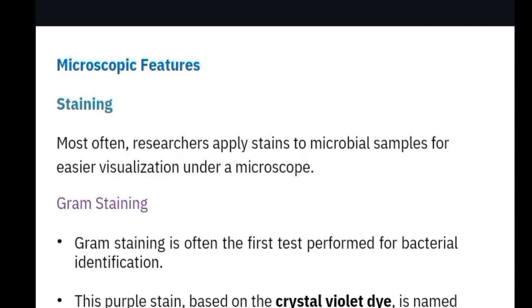Number one is gram staining. Gram staining is often the first test performed for bacterial identification. Why is it called gram stain? This purple stain based on crystal violet dye is named after the Danish bacteriologist Hans Christian Gram, who developed it in 1884. Usually we use gram stain to identify whether bacteria are gram-positive or gram-negative.